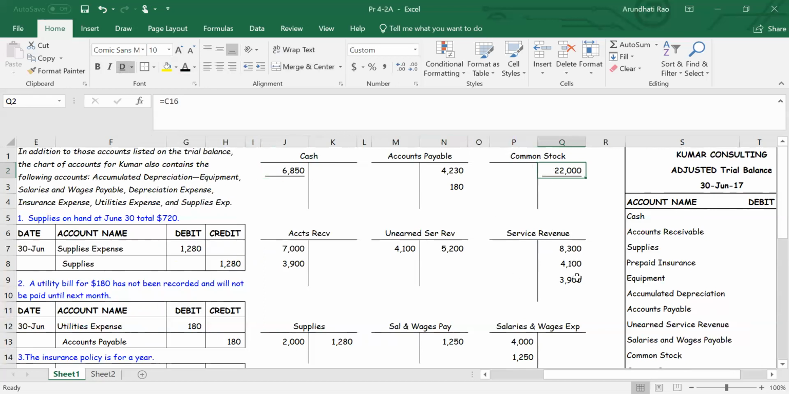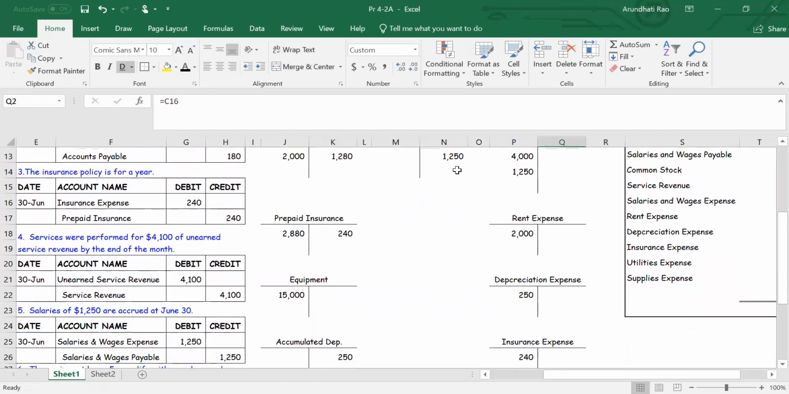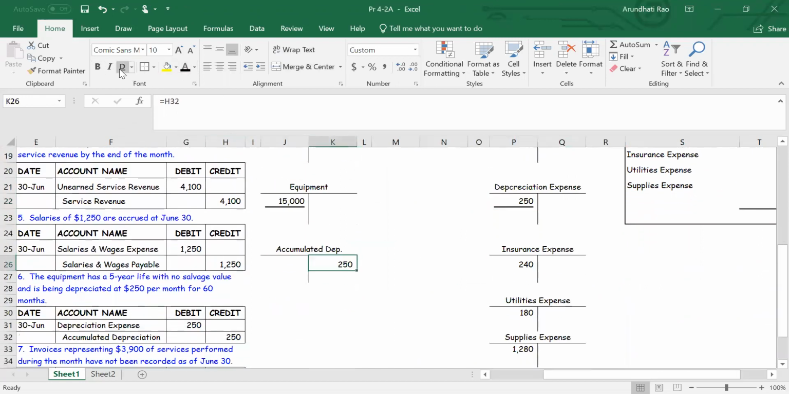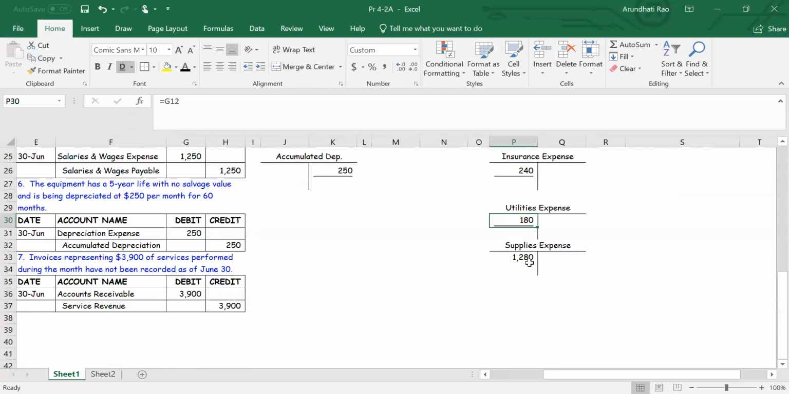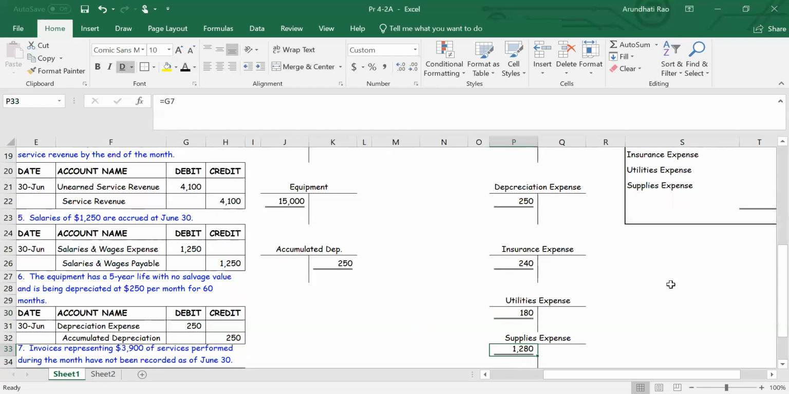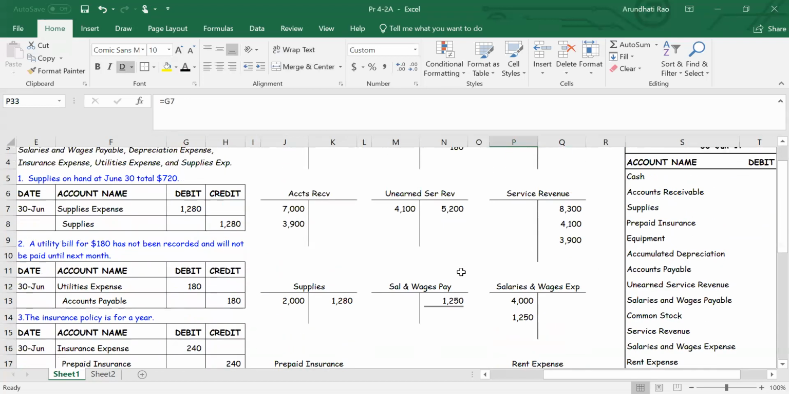So cash, common stock, salaries and wages payable, rent expense, equipment, depreciation, accumulated depreciation, insurance expense, utilities expense, and supplies expense. So those balances, I can take them over, but I'm going to wait for a second.